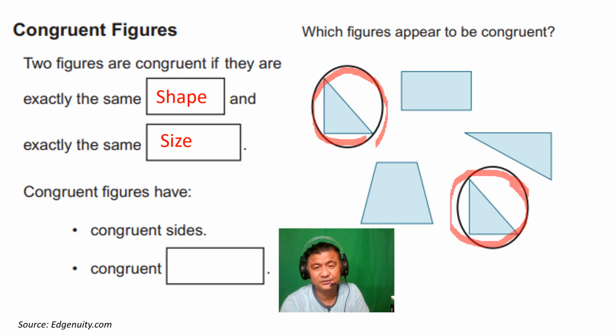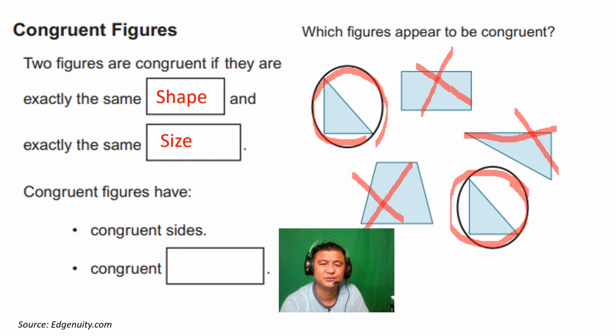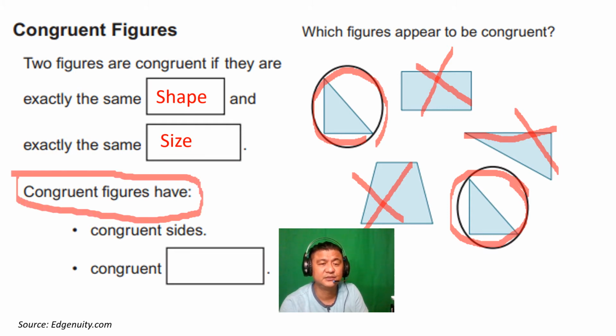size. Okay, this is a right triangle. You're not a square. You're not a trapezoid. You're a right triangle, but this side seems longer than the others, so I cannot use you. So again, exactly the same shape and the same size. And for congruent figures, we could say congruent sides and congruent angles. What do you mean by that?